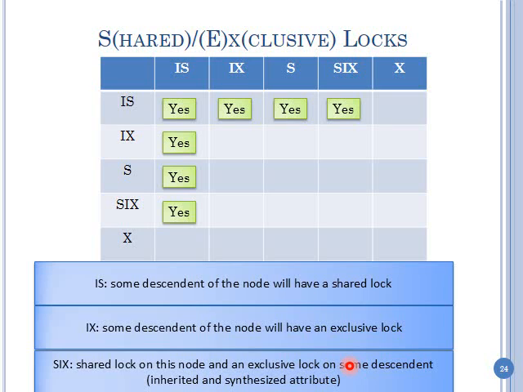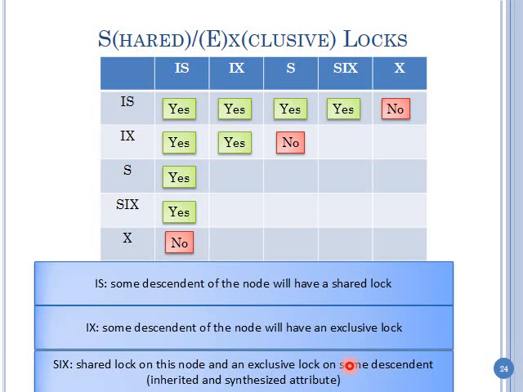IS and X. You keep saying no, okay? Somebody has locked the whole tree for writing, and you want to read some component of it. You shouldn't be allowed, so that's no. IX and IX. You want to write some descendant, and somebody else has written a descendant. That's fine. IX and S. Somebody's put a shared lock on the whole thing, and you want to put an exclusive lock on one of the children. No, because the shared lock was put on the whole tree, including the node you want to write.